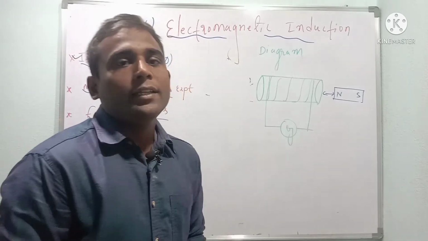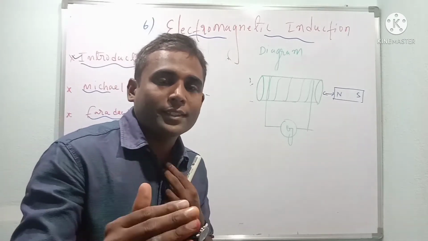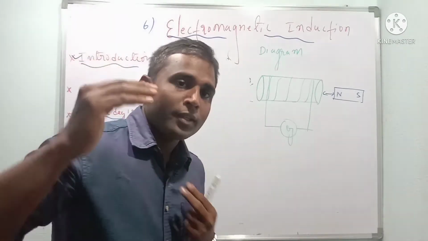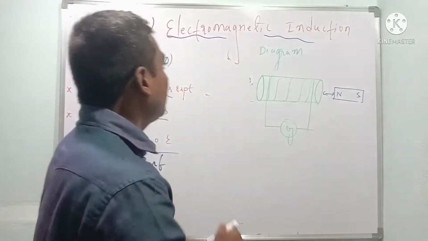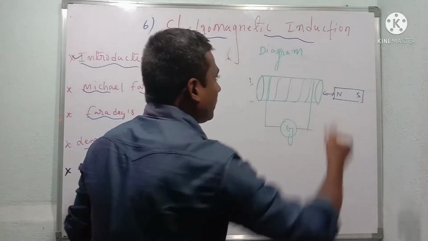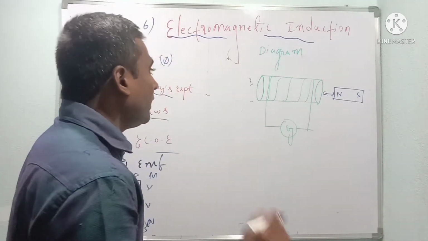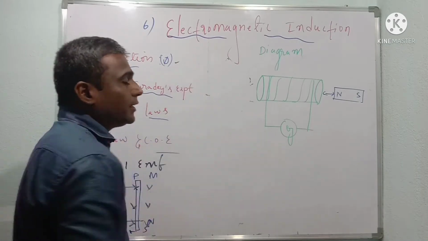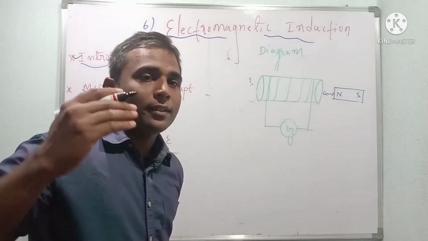Dear students, in the previous class we had understood about moving charges and magnetism. So in this class we are going to understand the sixth chapter, Electromagnetic Induction. Before understanding electromagnetic induction, let us go for the introduction part, that is phi. Dear students, already we understood what is phi.